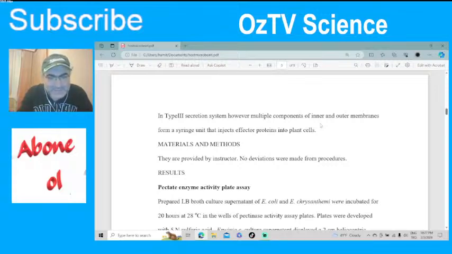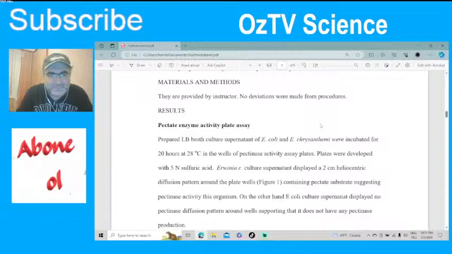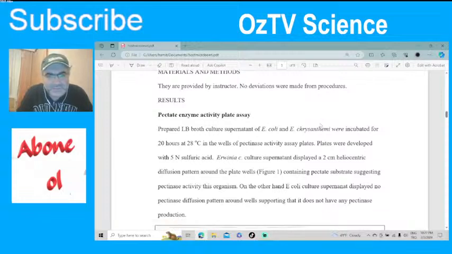So, materials and methods. Materials and methods are provided by the instructor, like I mentioned earlier. I mean, our professor provided the plasmids and the media and the cells and the cultures, and then we just followed the procedures and the instructions, and then tried to finish the experiments. And the first experiment was the pectate enzyme activity plate assay.